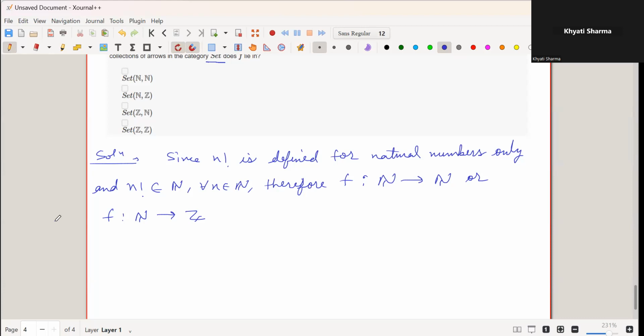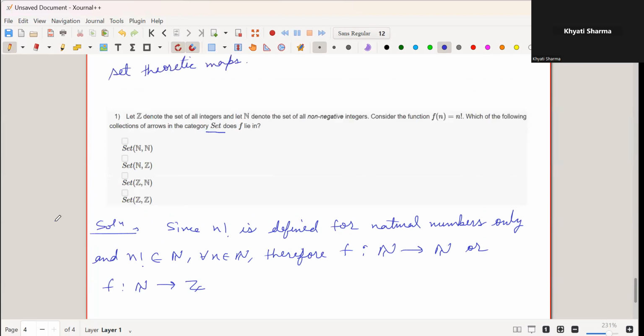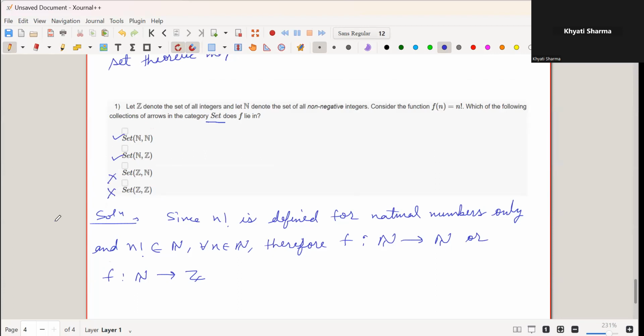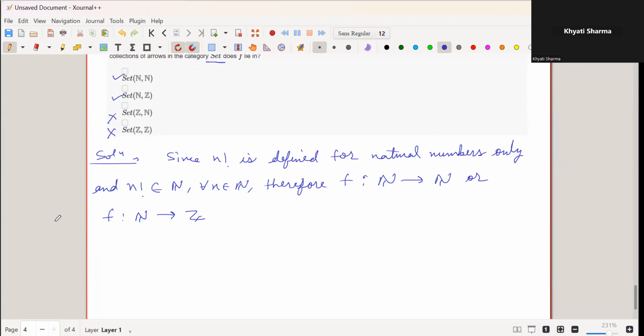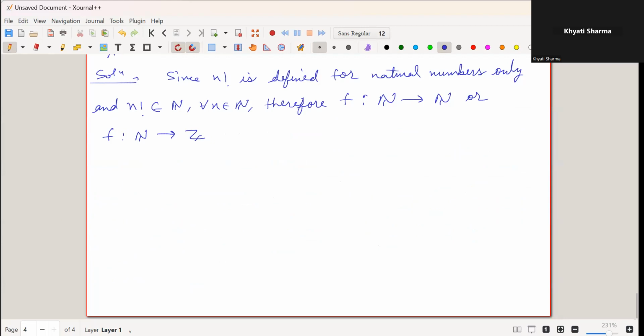So yes, there are two options which are correct: the set N to Z and the set N to N. And here the domain is Z, so we are not defining factorials for negative numbers. That's why the third and fourth are discarded. Okay, so maybe we can see the second question now.